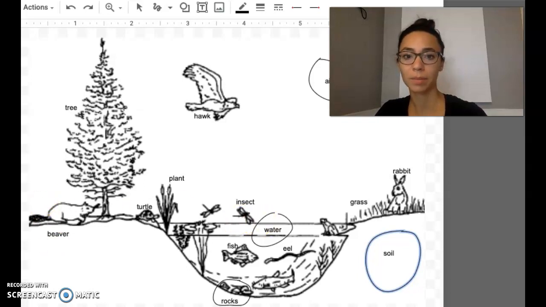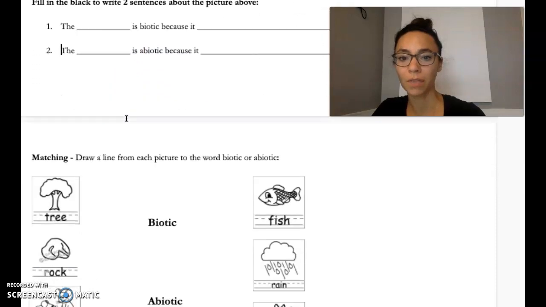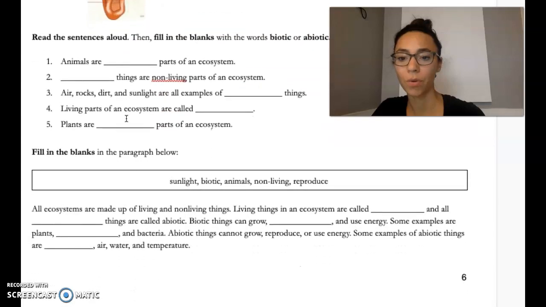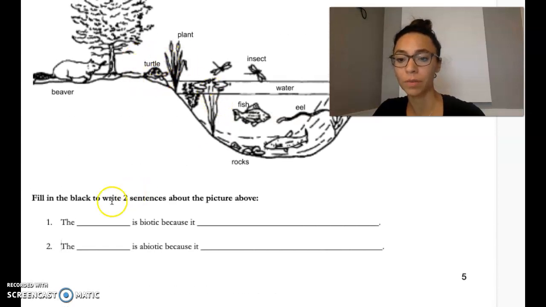Hopefully that helped. Now I would like you to continue the practice on page 5 and page 6 on your own, and we will go over this in class. Okay, so first you're going to fill in the blank, write 2 sentences. The blank is biotic because blank. So give me an example from the picture. Maybe the plant is biotic because, tell me why it's biotic.